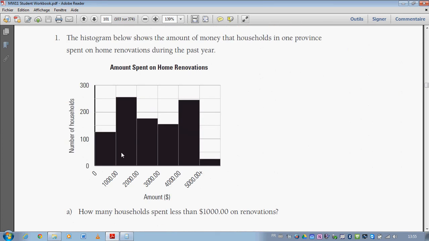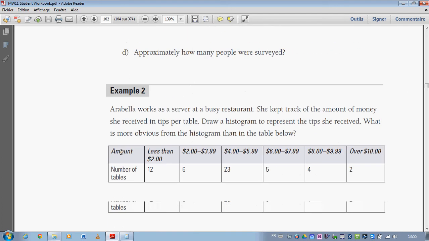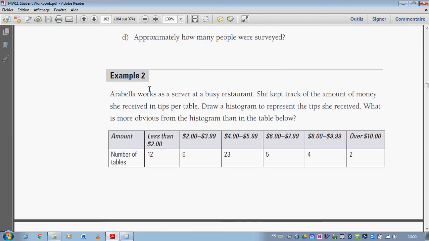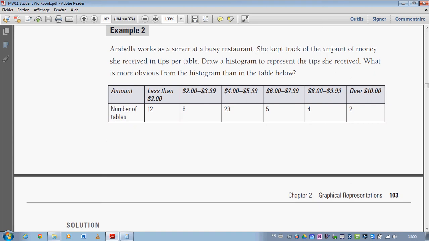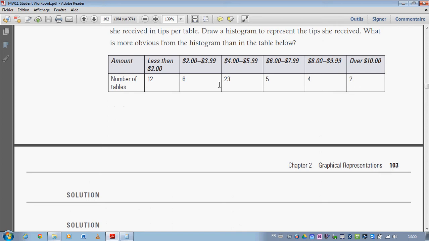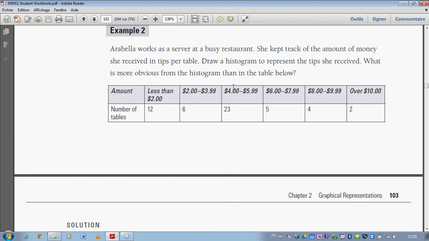We've got a few build your skills questions to work on, and it goes right on to example 2. Arabella works as a server at a busy restaurant. She kept track of the amount of money that she received in tips per table. Draw a histogram to represent the tips she received. What is more obvious from the histogram than in the table below? Drawing your histogram, you'd have to put a decent title, so probably amount of money Arabella received in tips per table. Then you've got to put your x-axis and your y-axis.